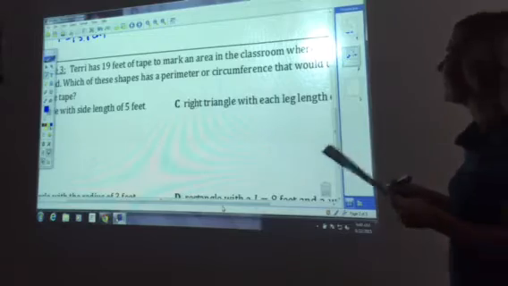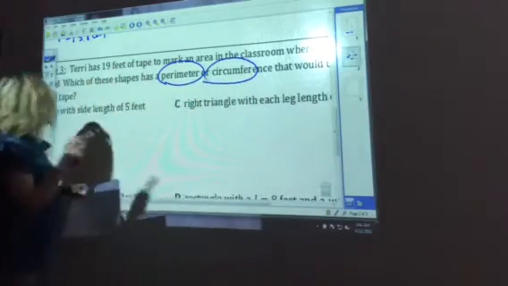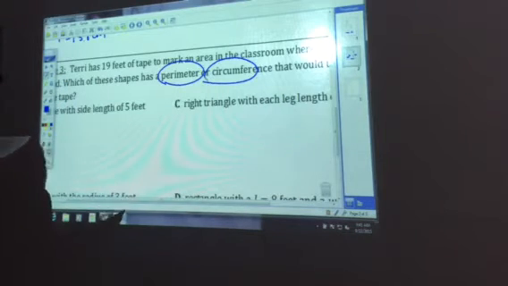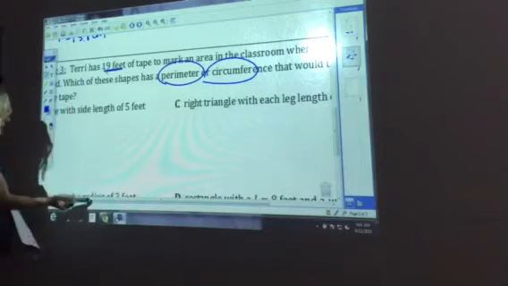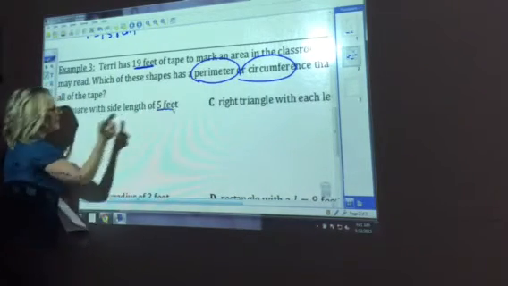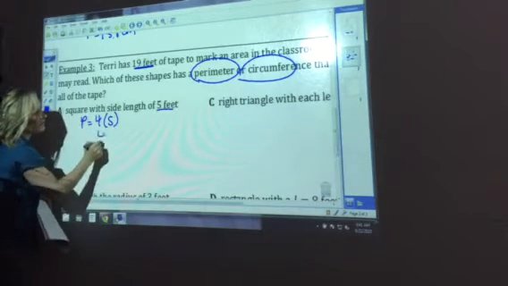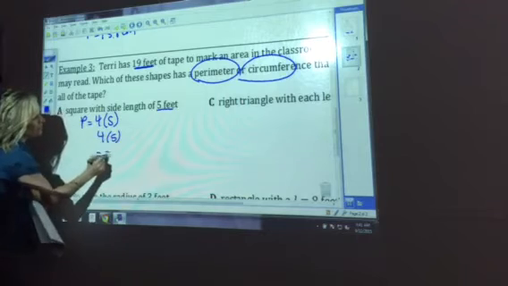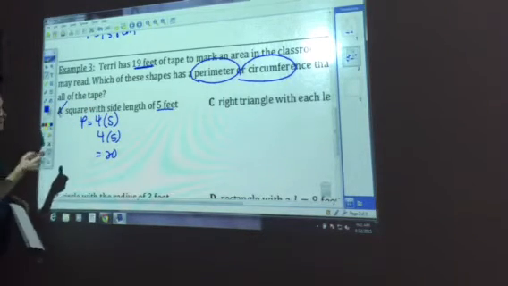Which of these shapes has a perimeter or circumference that would use most of the tape? Remember, she's got 19 feet. So over here on this one, a square with a length of 5 feet. The perimeter of a square, remember, is 4 times s. So 4 times 5 would be 20. She only has 19 feet, so A could not be it.